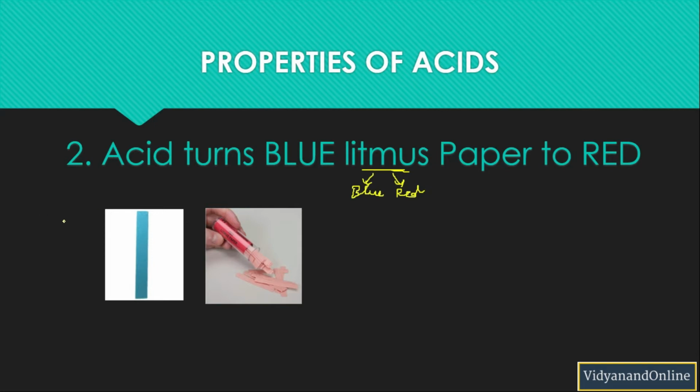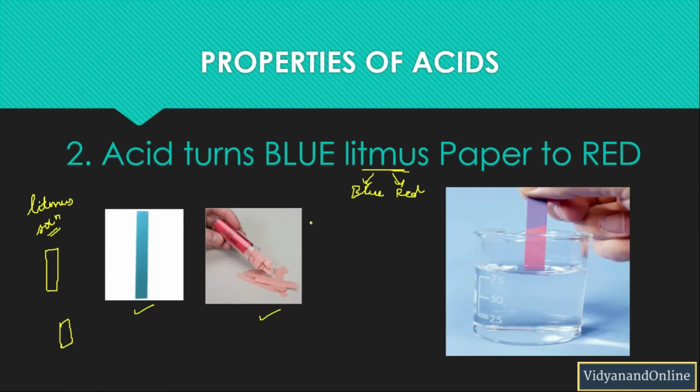Right now just understand that we have a litmus solution. Okay, now if we dip the paper in the blue color litmus solution, then we will get the blue litmus paper. However, if we dip the litmus paper in the red color litmus solution, then we will get the red color litmus paper. Okay, so now suppose we have an acid solution here. So this is HCl solution in this beaker. Okay, and we had this blue color strip. Now when we have inserted this blue color strip inside this solution, then see here the color is changed to red. So acid turns the blue litmus paper to red.